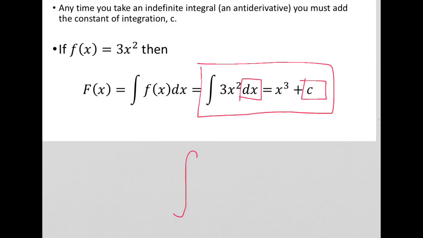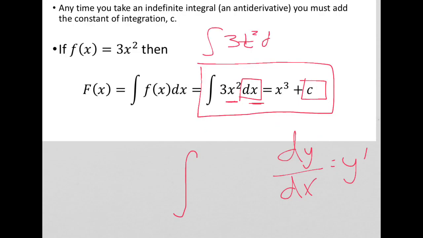You should remember from our derivative unit that dy over dx is the same as saying y prime, the derivative of y with respect to x. All it's saying is that x is the variable we are interested in. So if this function said the integral of 3t squared, it would say then dt, and it would tell you you're integrating with respect to the variable t.